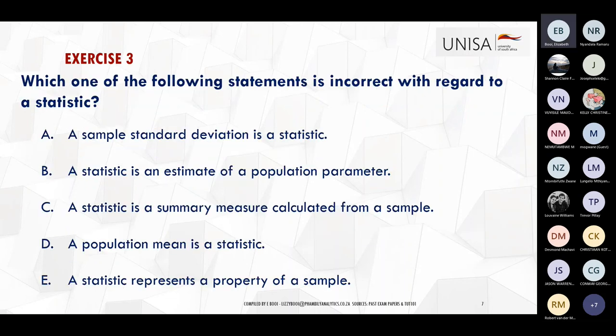Look at three. Which one of the following statements is incorrect with regards to a statistic? What do we know about the statistic? It's a measure from the sample. So, is it A, B, C, D, or E? A sample standard deviation is a statistic. A statistic is an estimate of a population parameter. A statistic is a summary measure calculated from a sample. A population mean is a statistic, and a statistic represents a property of a sample. Remember, we're looking for the incorrect answer.